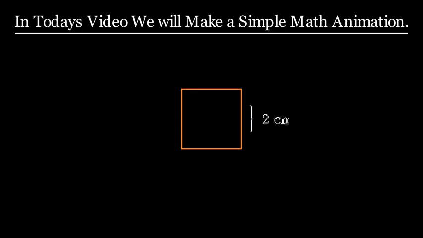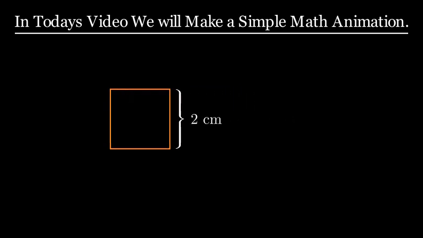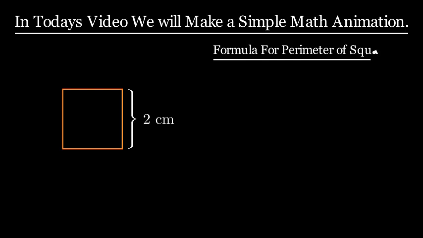In today's video we will make a simple math animation. Let's draw a simple square with side length of 2 cm. Now let's write the formula for the perimeter of a square.